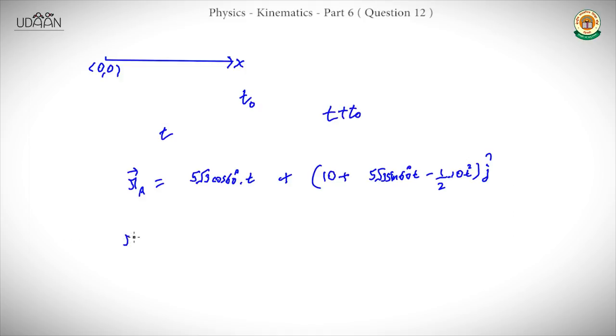Okay, carry on. And for RB, now here t is equal to t plus t0.